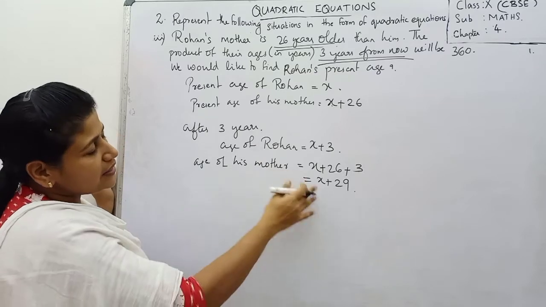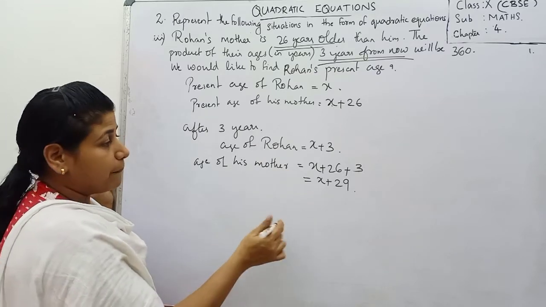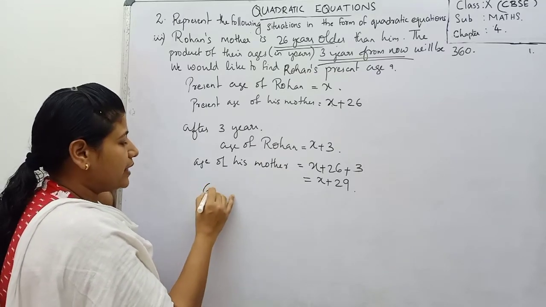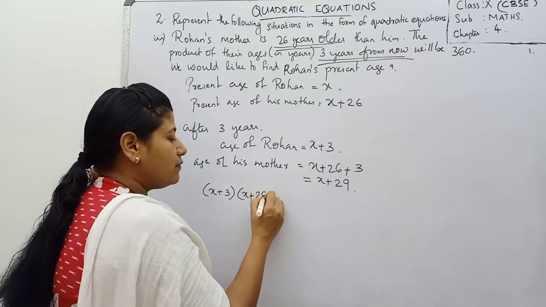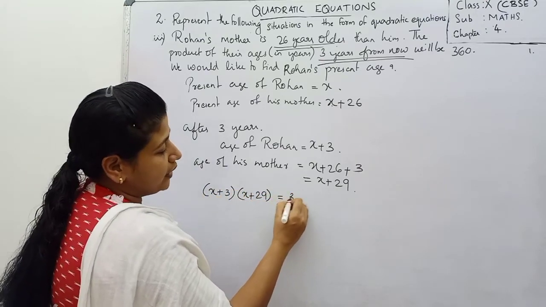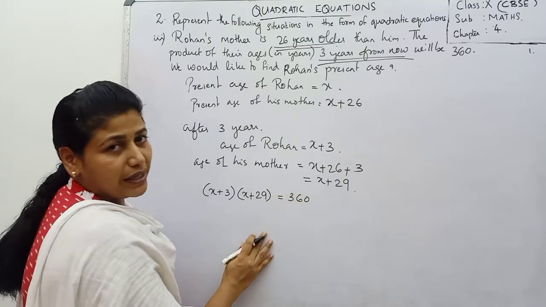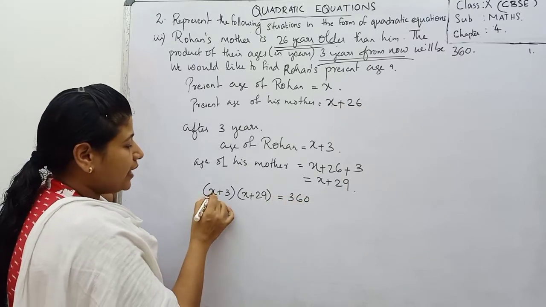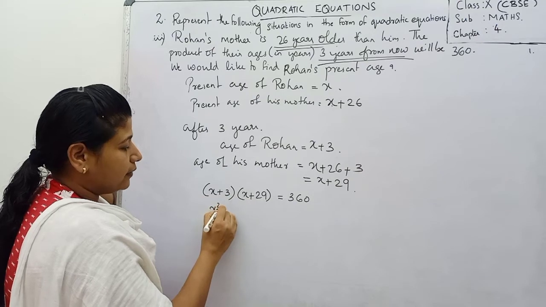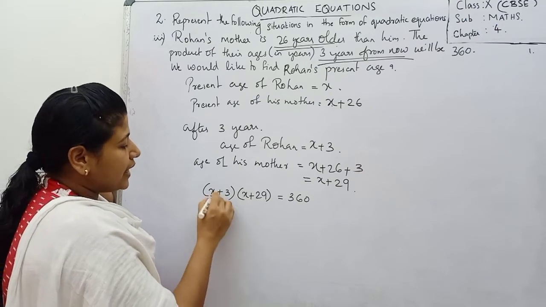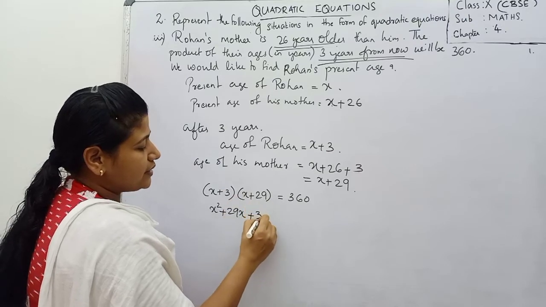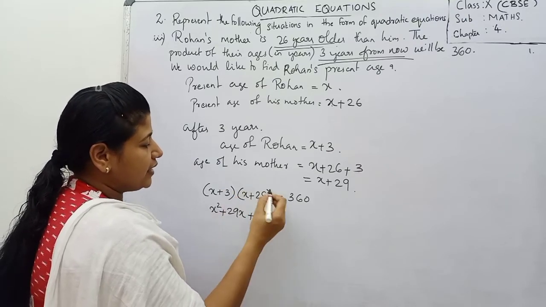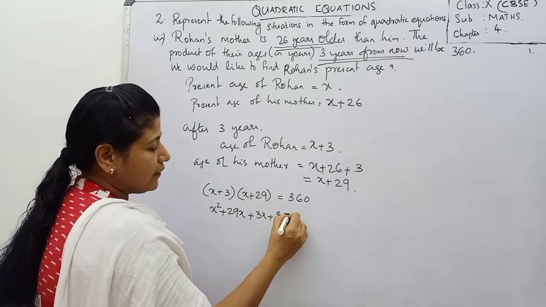Now, that means after these 3 years, the product of their ages will become X plus 3 into X plus 29 is equal to 360. Now we can find out the quadratic equation. X into X is X square, plus X into 29 is 29X, plus X into 3 is 3X, plus 29 into 3 is 87.